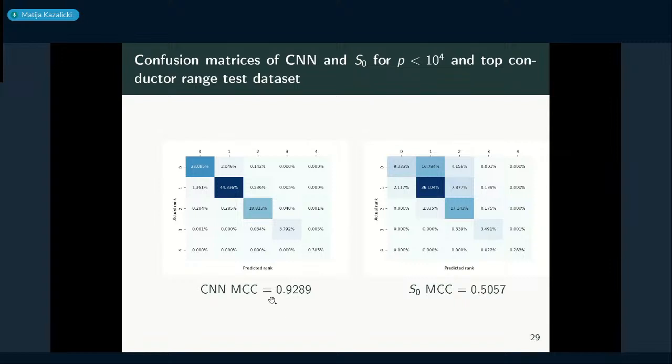Okay, so this is maybe the most striking contrast. If we look at the confusion matrix of CNN and S0, in the case when P is less than 10,000 in this top conductor range, we see a huge difference. If you look at the confusion table of S0, you see that it really has lots of problems with curves of small rank, while CNN works very well.